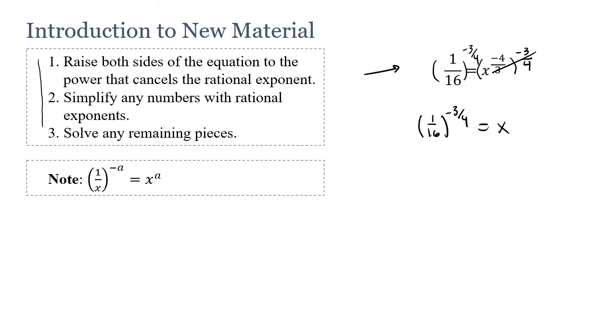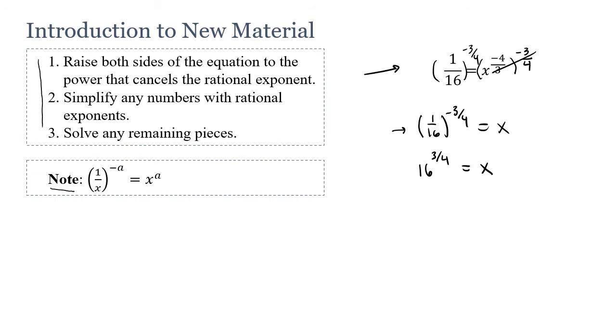Okay, so now I need to figure out step 2. Simplify any numbers with rational exponents. Let's figure out what 1 over 16 to the negative 3 over 4, what does that mean? Well, here's something you need to remember. If you have a negative exponent, you can actually flip it. It's a fraction. So 1 over x to the negative a is actually just x to the a. So 1 over 16 to the negative 3/4 is actually just 16 to the 3/4.